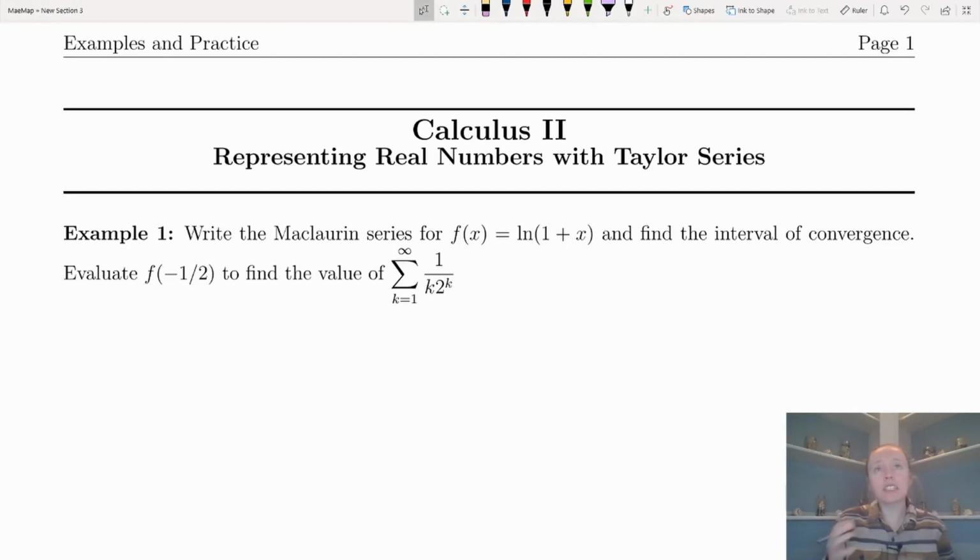Today we're going to do a little bit more with Taylor series and just talk about representing real numbers with Taylor series, which we've been doing all this time without actually physically plugging in numbers for x. Now if you remember back to our last chapter, where we were just figuring out whether series converged or diverged, there were only two series that we could figure out what they converged to. And that was the geometric series and a telescoping series.